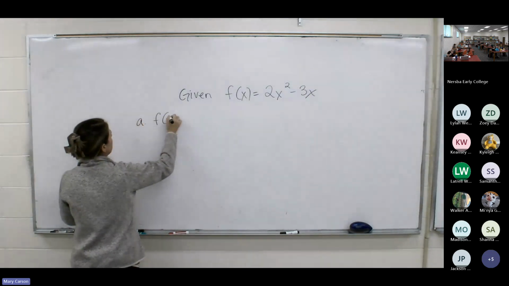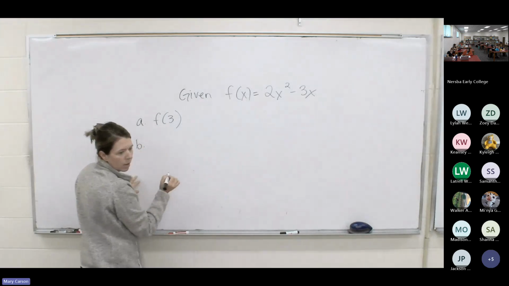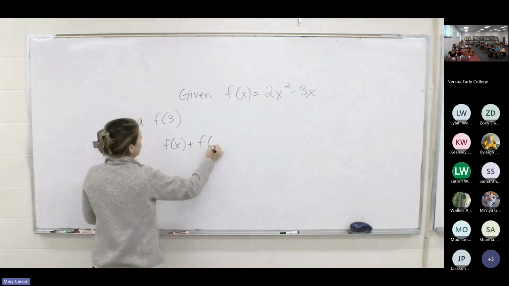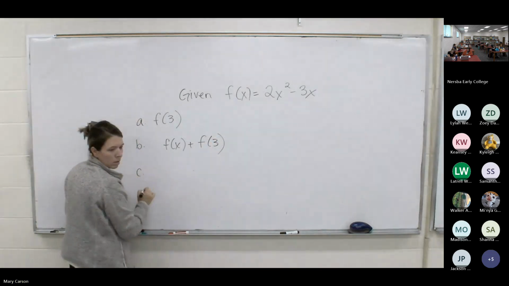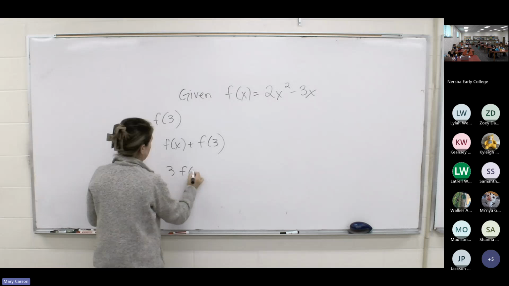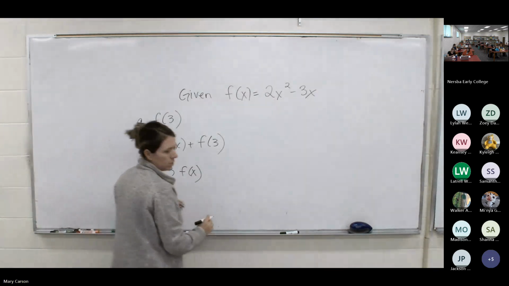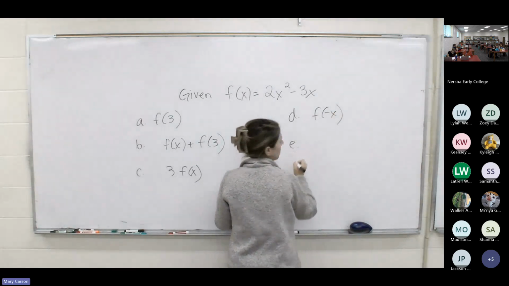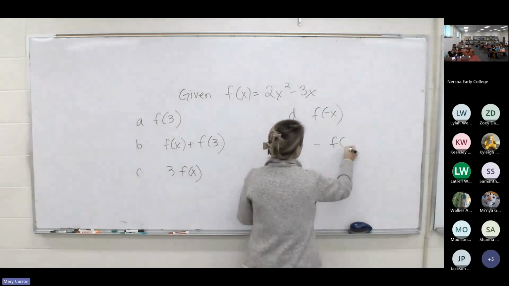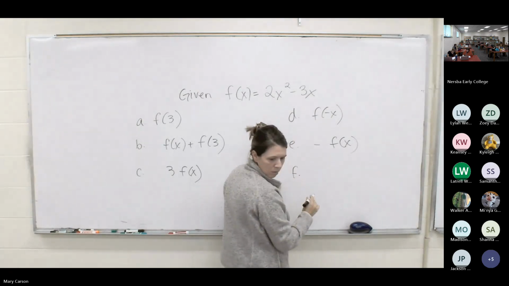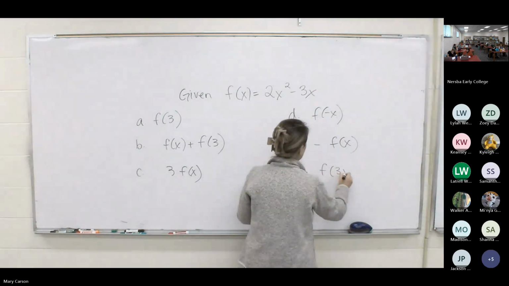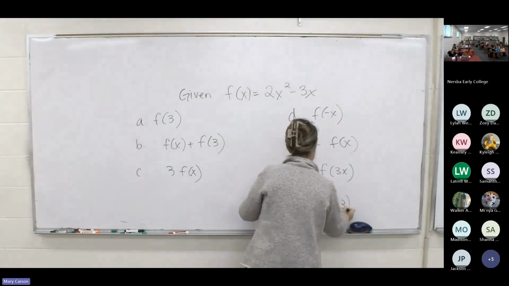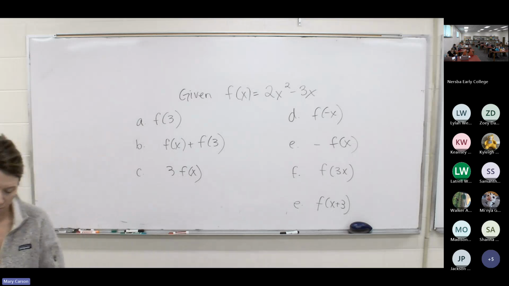I'm going to find f of 3. I'm going to find f of x plus f of 3. 3 times f of x. Negative x. Negative f of x. X. All right, write that down and then we'll start going over it.